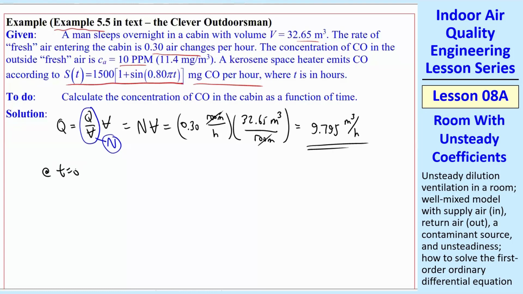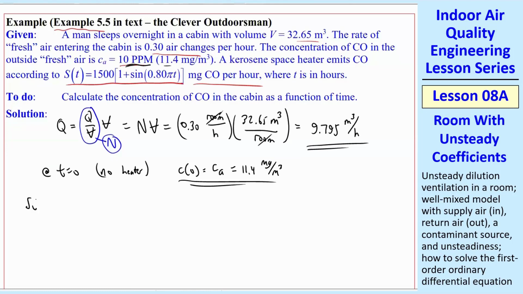At T equals 0, we have no heater yet. So he comes into this cabin and he hasn't turned on this kerosene heater yet. So C of 0 is equal to Ca, of course. So there's some carbon monoxide just in the outside air. And that is 10 ppm or 11.4 milligram per meter cubed.